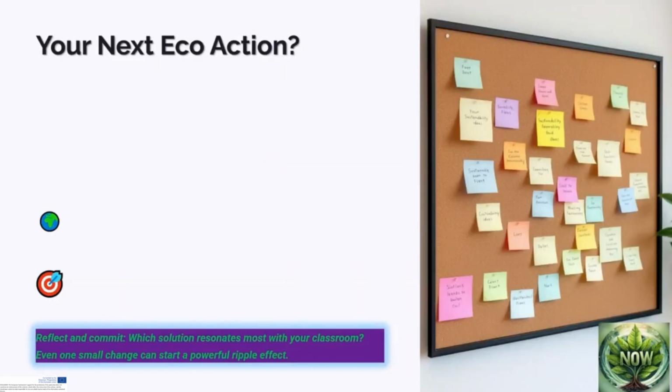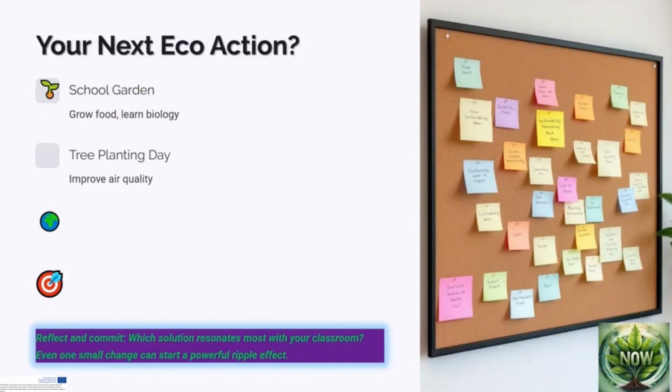Your next eco action. Now let's pause. We've explored many ideas today, some big, some simple, but all of them are doable. This is your moment to reflect. Which one stayed with you? Was it the idea of starting a mini school garden with students? Or maybe creating a digital poster that the whole class contributed to? Perhaps organizing a quick quiz on waste habits in your school.